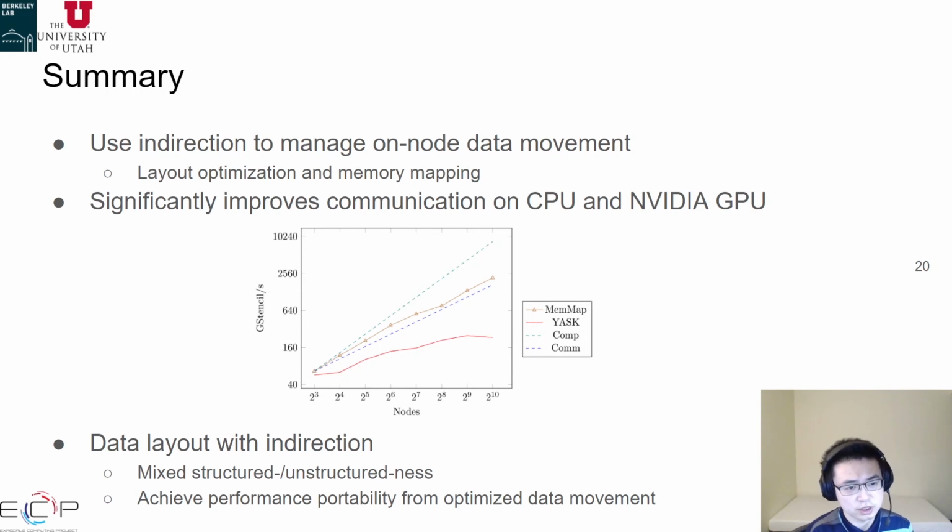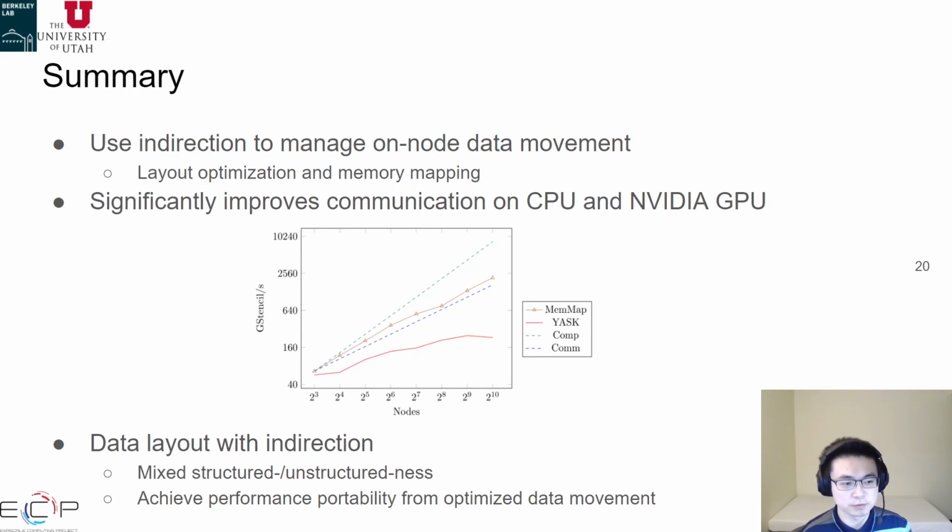Here we show the strong scaling result using memory mapping on the Theta supercomputer, where we scale 1024 cube domains from 8 nodes to 1024 nodes, which represents a quarter of the Theta supercomputer. We can see that even though YASK stopped scaling at 512 nodes, we scaled until 1024 nodes. And if you look at the trend, we are expected to continue scaling. We obtained up to 9.3 times faster at 1024 nodes.